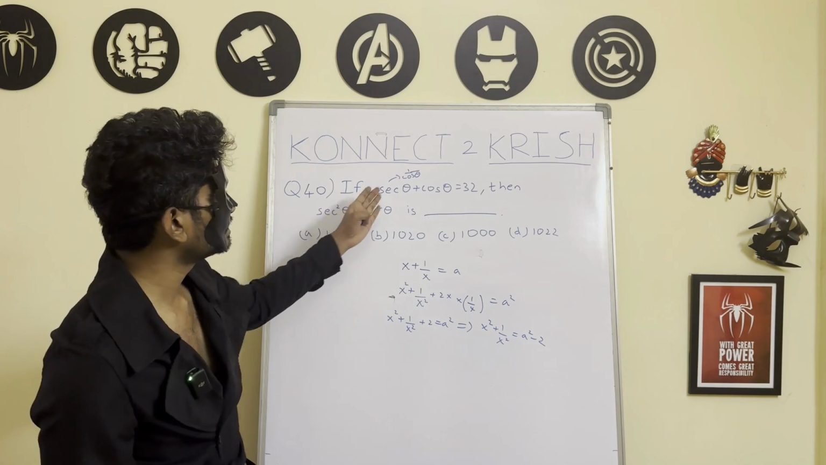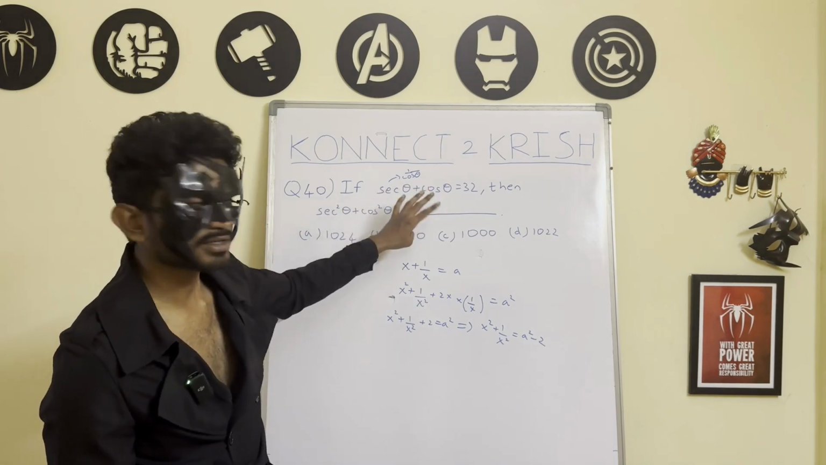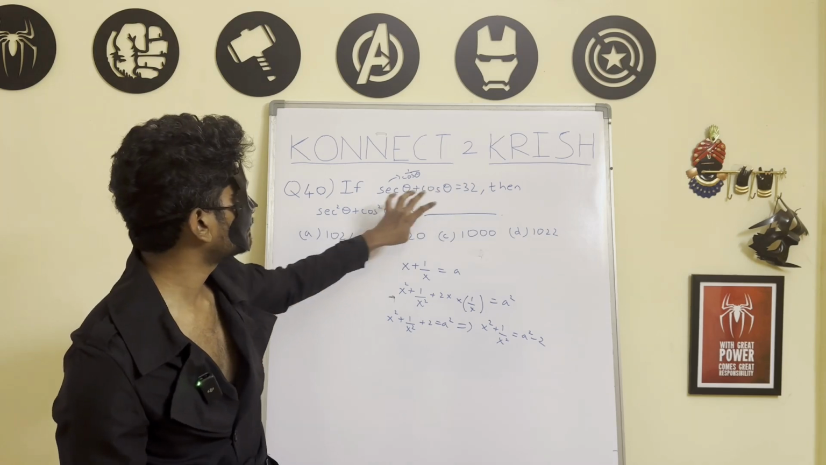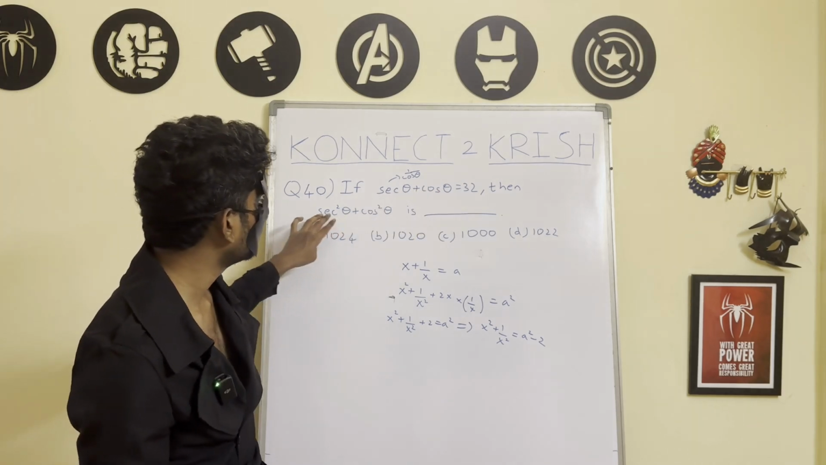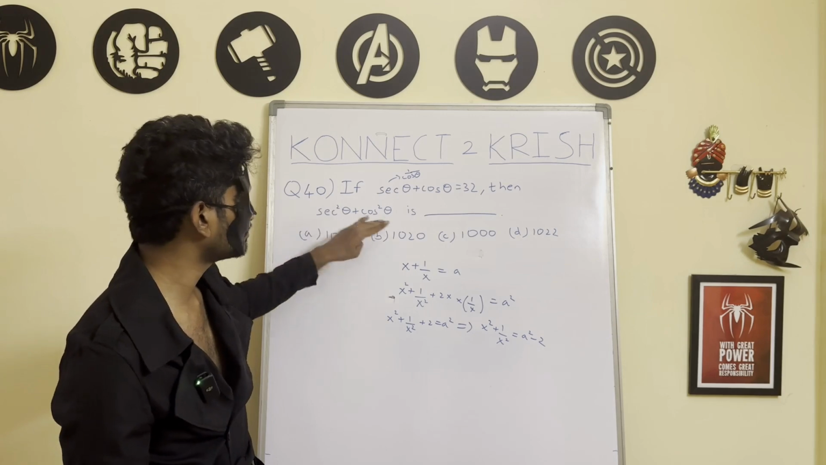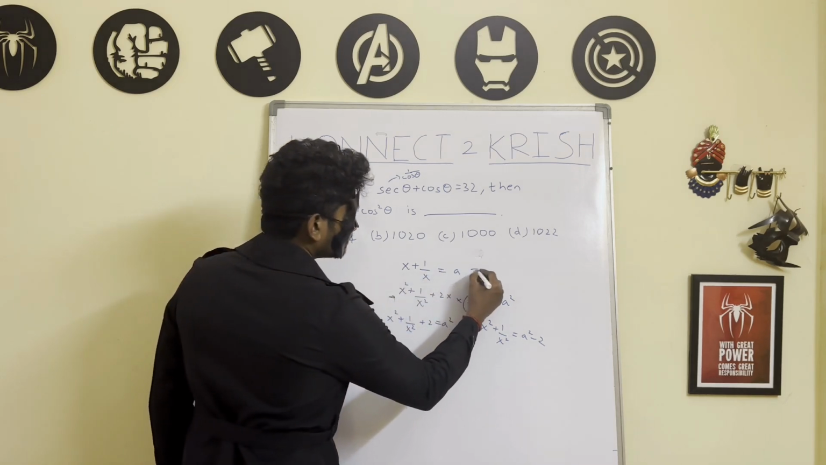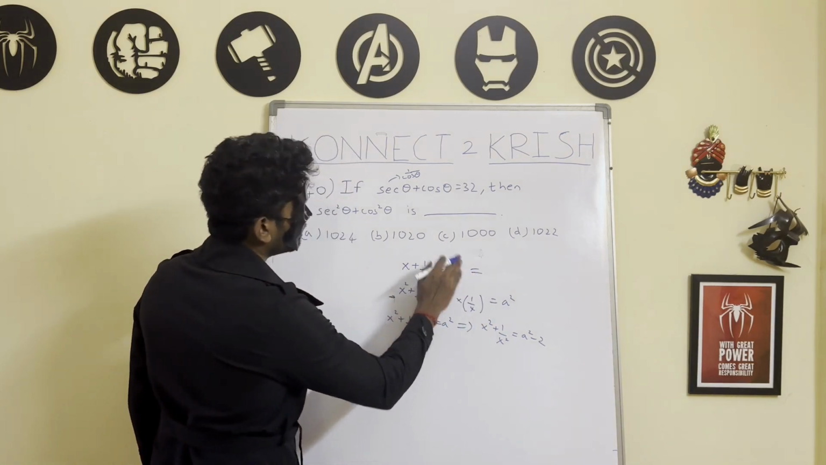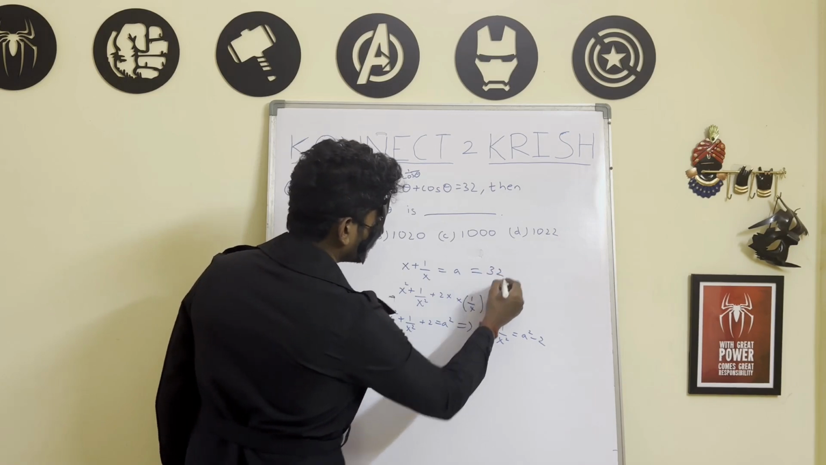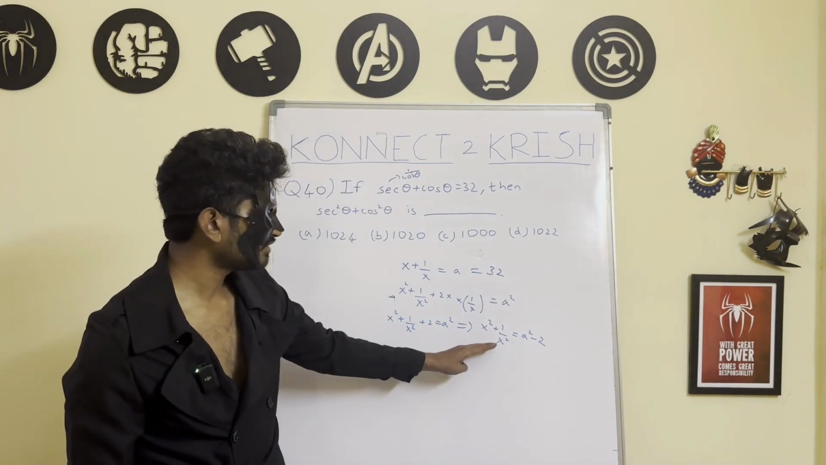And so this is of the form, suppose I take cos theta is equal to x, then this is of the form x plus 1 by x. Then what is he asking? He is asking the value of x square plus 1 by x square. What is given is the value of x plus 1 by x, which is equal to 32. So we need to find the value of x square plus 1 by x square.